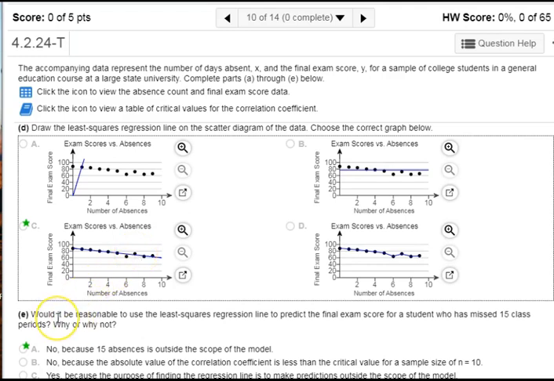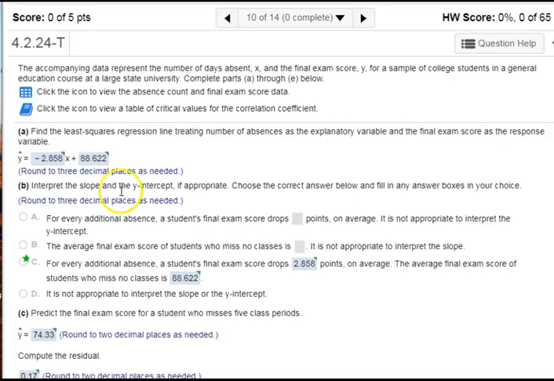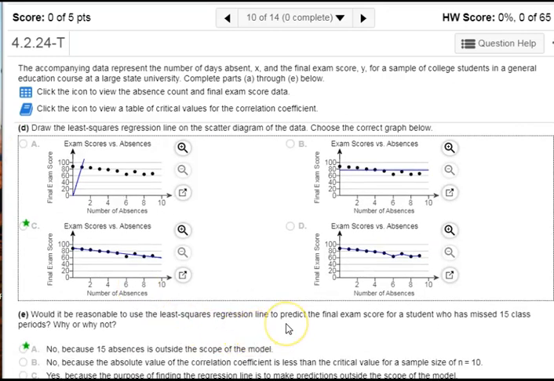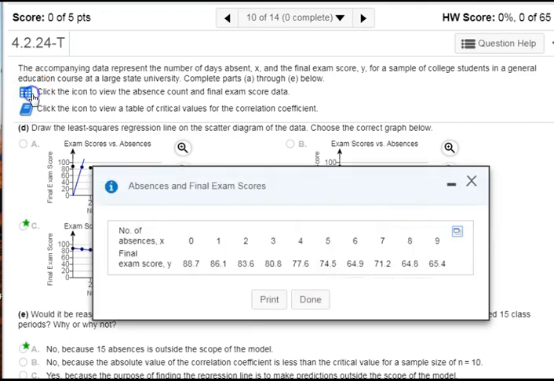And finally, is it reasonable to use our least squares regression equation to predict the final exam score for a student who missed 15 class periods? Remember, we only want to plug in x values that are within the scope of our data, which runs from 0 to 9. 15 is larger than our highest data value for x, so we don't want to plug 15 into that equation to try to predict y, the final exam score.